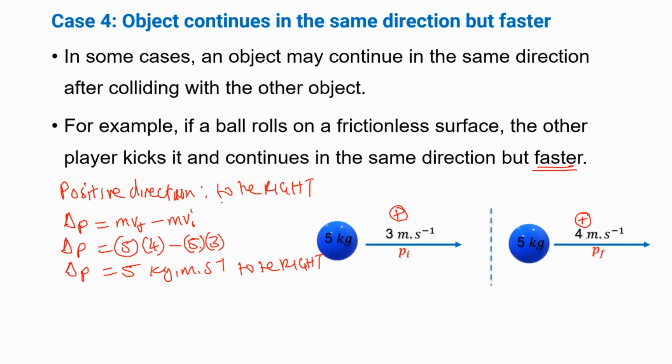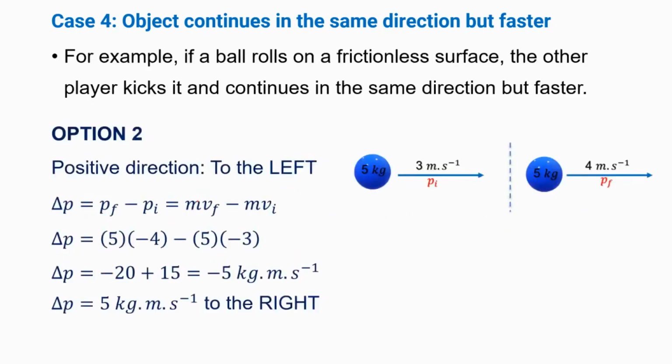Let's say we used to the left as our positive direction. This one is going to be negative, and this one negative. The initial velocity is negative here, the final velocity negative here. And then we're getting negative 20 plus 15, which is negative 5 kilograms meters per second, meaning that our change in momentum is opposite our positive direction. So it's going to be 5 kilograms meters per second to the right. So we're always getting the same answer. We may choose any direction, but at the end, we'll get the same answer.